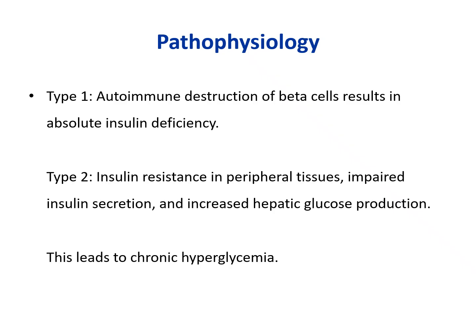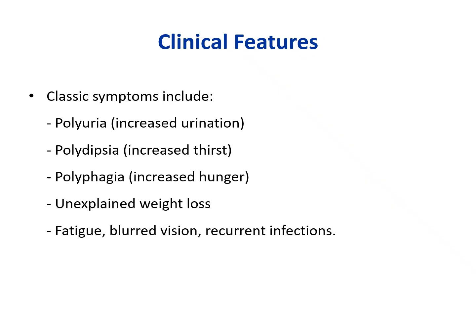So this is the main difference between type 1 and type 2, for a complete understanding. Type 1 is an autoimmune destruction of beta cells, whereas type 2 is insulin resistance by the tissues and cells to utilize it and reduce blood hyperglycemia. So what are the clinical features? These are the clinical features we see in patients who have diabetes mellitus.